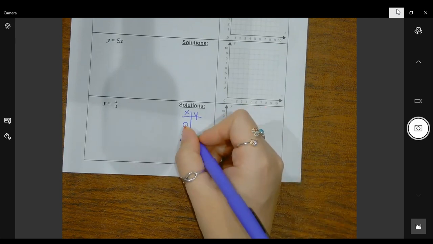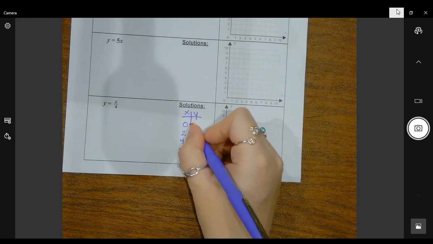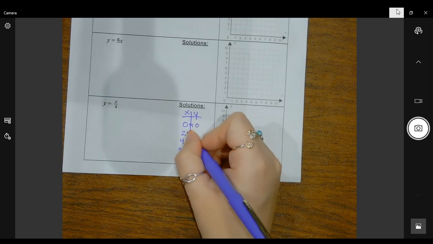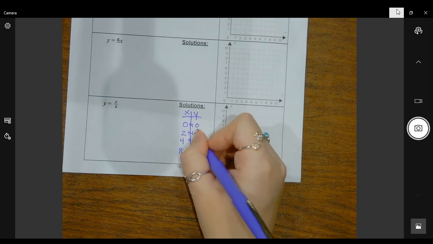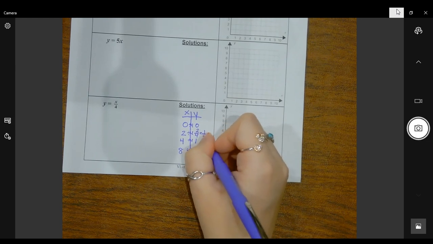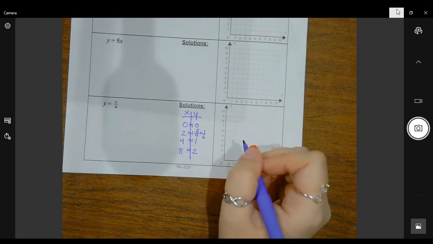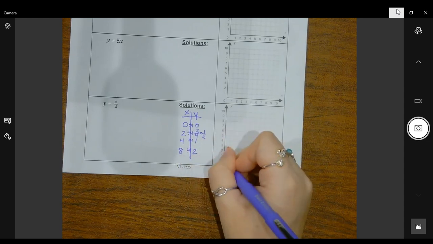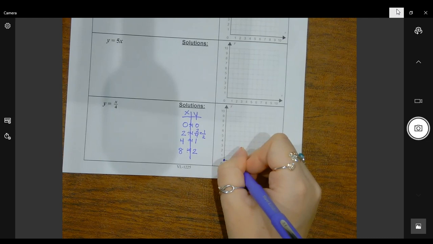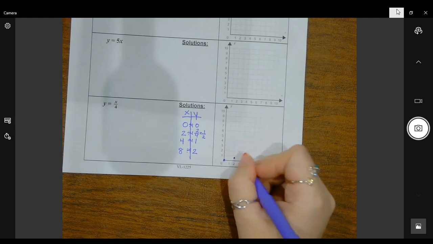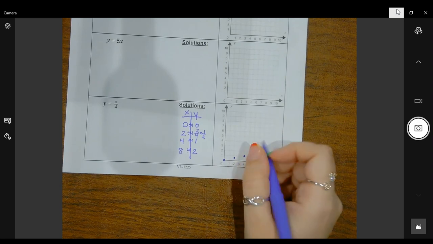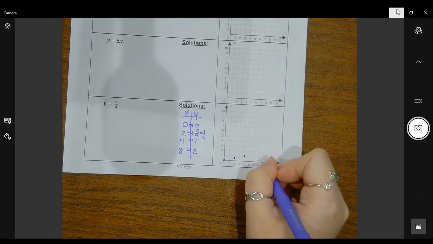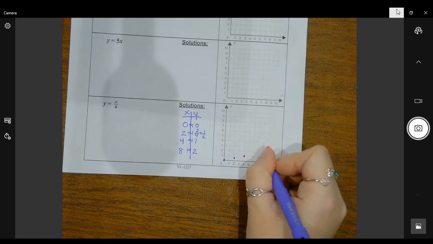So now for here, if you had x be 0, 0 divided by 4 is still just 0. 2 divided by 4 is 2 over 4, or 1/2. So what that means is you're going to graph it at 0, 0. So when x is 0, y is 0. When x is 2, y is only half. When x is 4, y is 1. And when x is 8, y is 2.